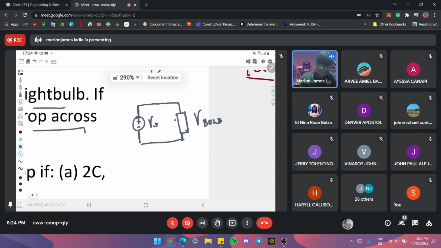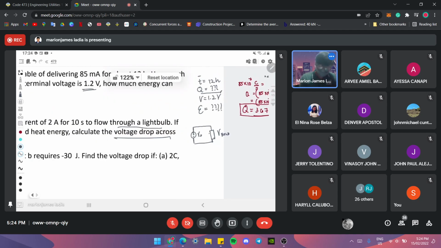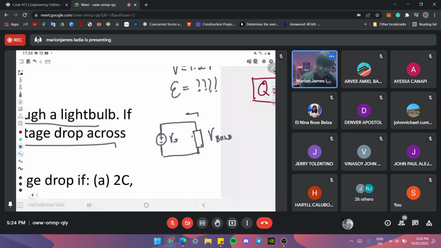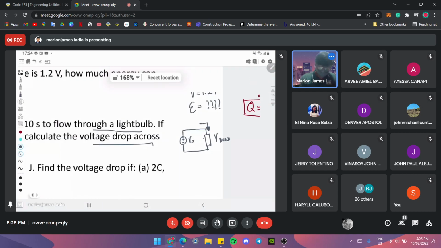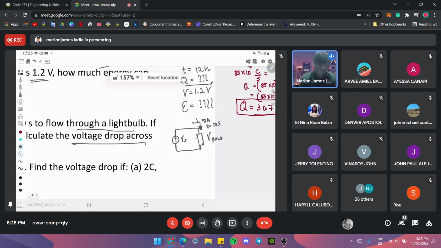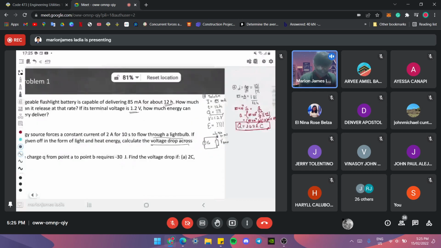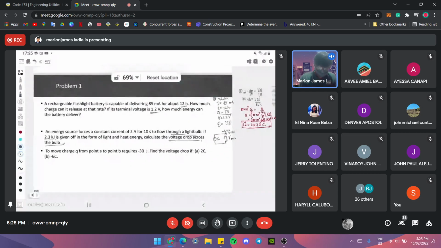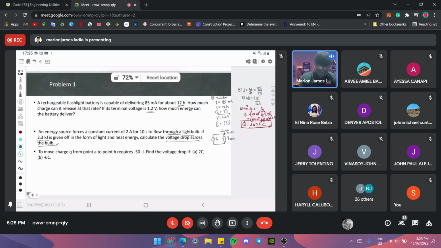So according to the problem, the VS or voltage source is forcing 2 ampere. So napakalupit, forcing, no? So 2 ampere at the time is equal to 10 seconds. Okay? So ito yung I natin na pumapasok sa ating light bulb. So take note, light bulb yan, ibig sabihin nag-absorb yan ng power. Okay? So positive dapat yan. So at an energy of 2.3 kilojoule.